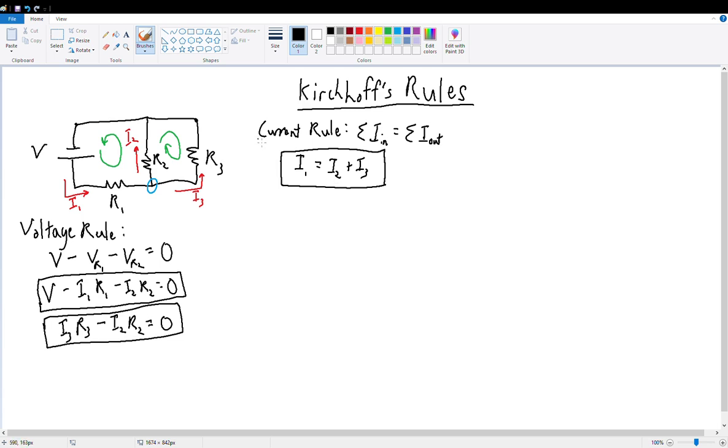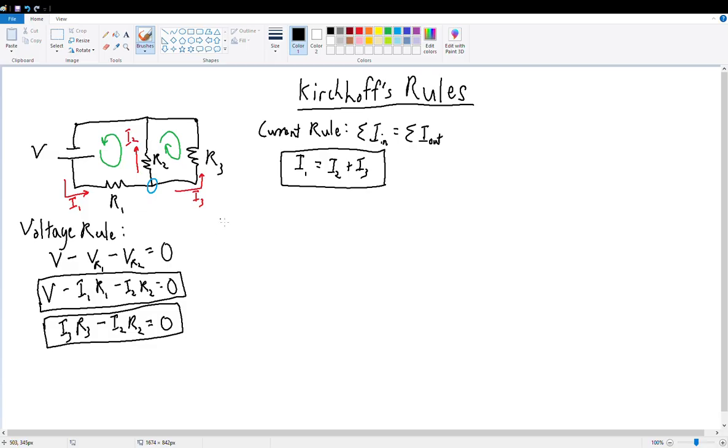Importantly, anytime you can use the current rule, you want to use the current rule, because this equation is significantly easier than these two, right? It immediately tells us I1 is just I2 plus I3. So that means when we come over to this equation, this I1 is just I2 plus I3, which means then we have two equations with two unknowns, I2 and I3, and we can solve that. Right, so that is the key behind Kirchhoff's rules, is we have a current rule and a voltage rule.